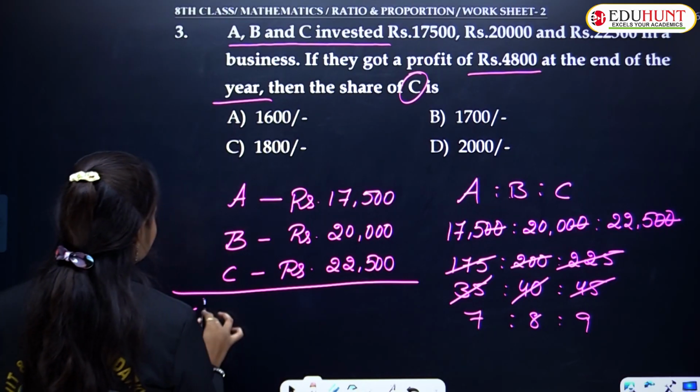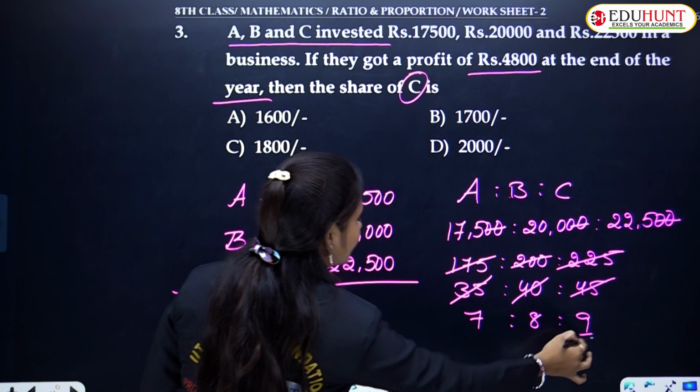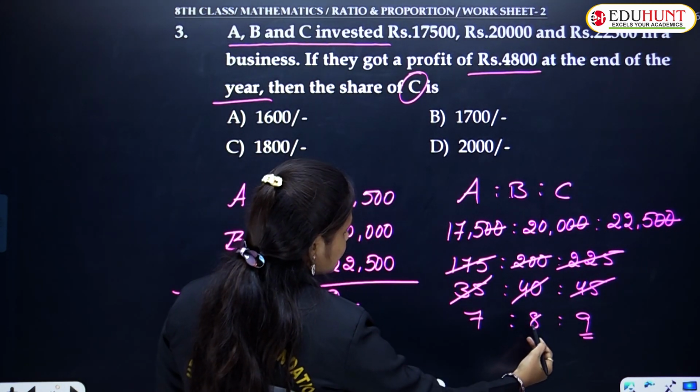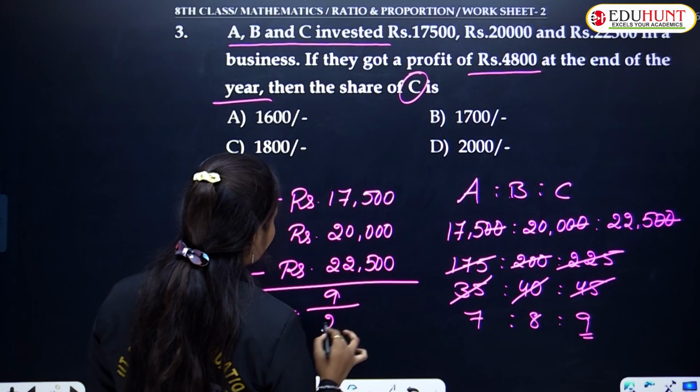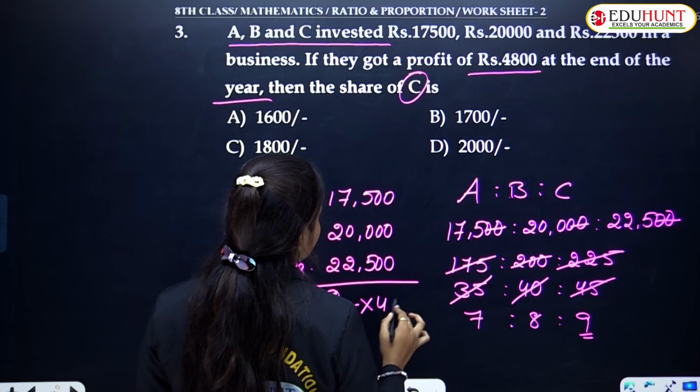Now C's share is, okay, how many parts here? 9 parts out of 9 plus 8, which is 17, 17 plus 7 is 24, into, and what is the profit here? 4,800.